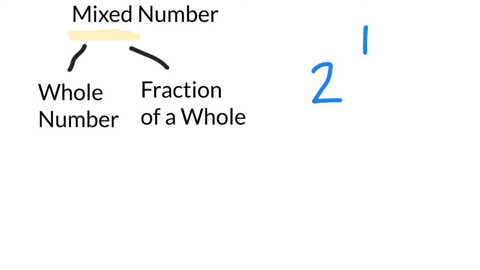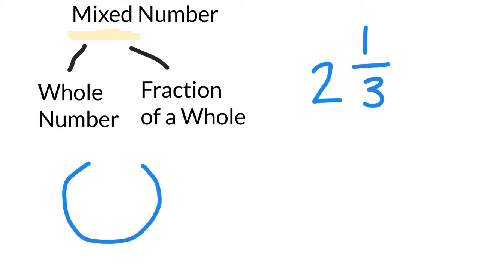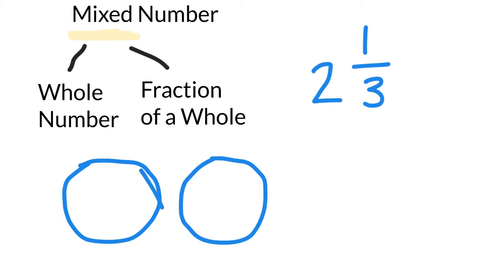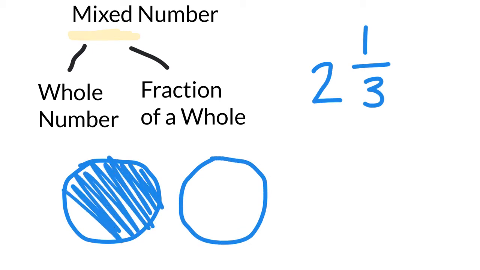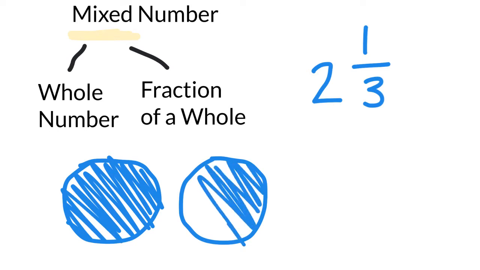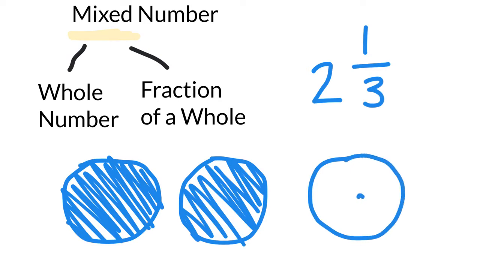2 wholes and 1/3. And we would draw a picture of that mixed number by starting by drawing our 2 wholes. So here's 1 whole, maybe that's a pizza. Here is a second whole, and I'm going to color in the whole thing twice. So there are my 2 wholes, and then I also have 1/3. So I can divide this circle into 3 pieces and then color in one of them. So there's 2 wholes and 1/3. Here's 1 whole, here's my second whole, and here's my 1/3.